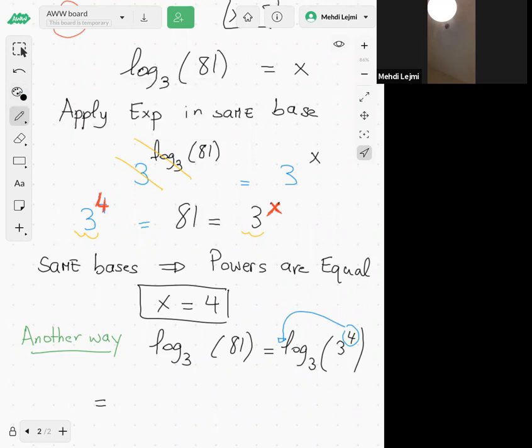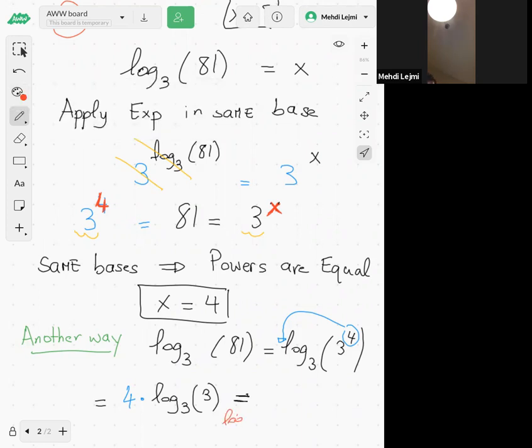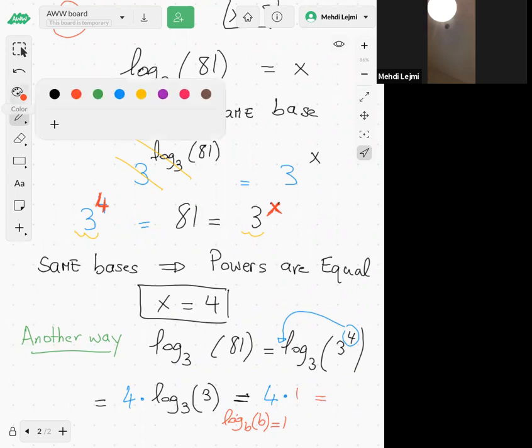So now this is like 4 times log in base 3 of 3. Now, what's log in base 3 of 3? Well, remember we said one of the properties of the logs: log in base b of b is 1. Yes, very good, Lorden. So log of 3 in base 3 is equal to 1. So this is actually 4 times 1. And so the answer, of course, is again 4.